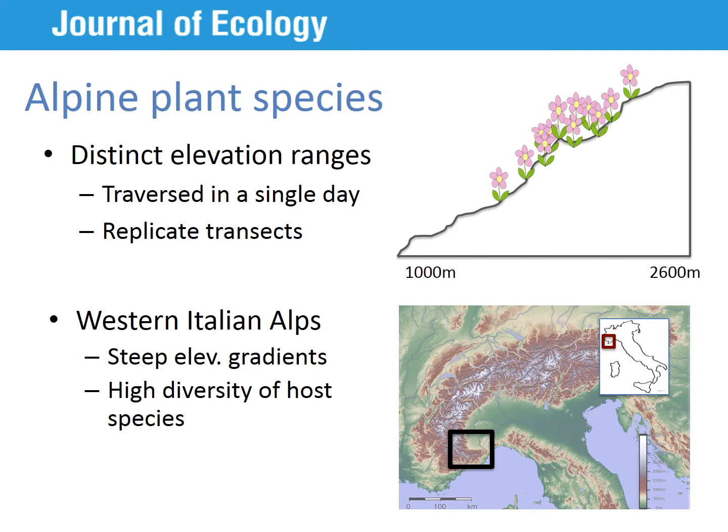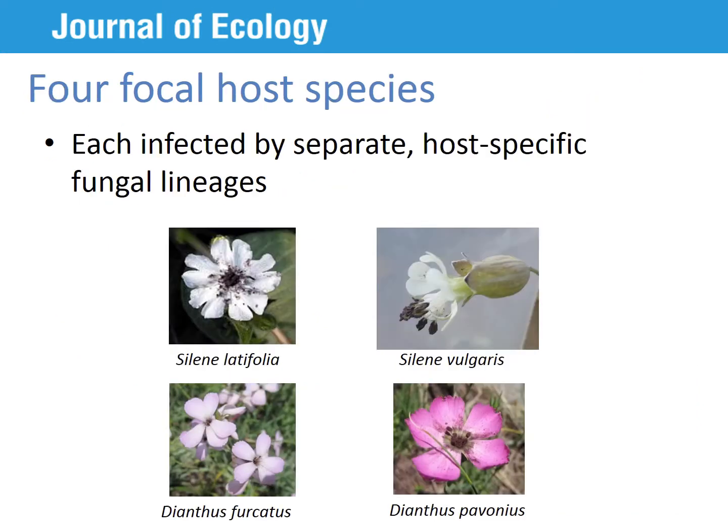Alpine plants have distinct elevational ranges that can be easily traversed in a single day. It is also possible to replicate transects in several different montane valleys. Here we took a replicate transect approach and mapped the distribution of plants and their associated anther-smut diseases across 59 valley transects in the Maritime Alps region of Italy. This area has steep elevational gradients, as well as a high diversity of both host and pathogen species.